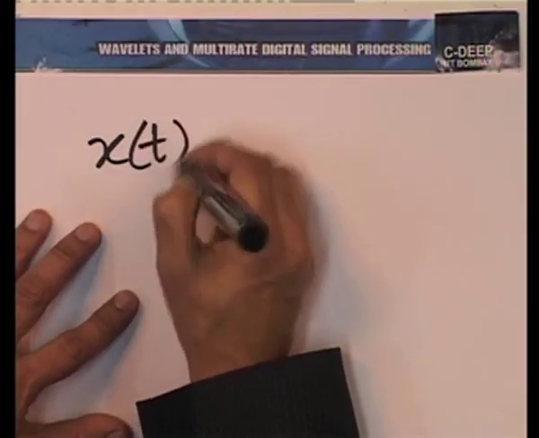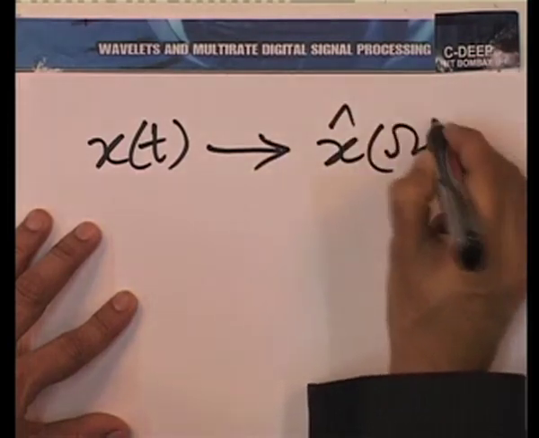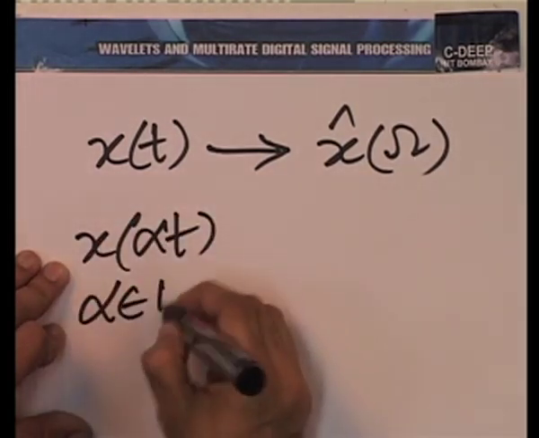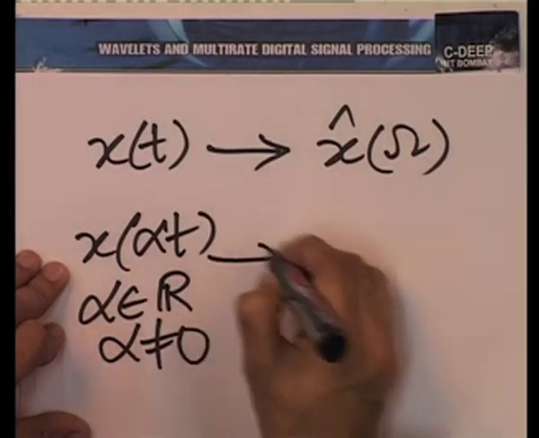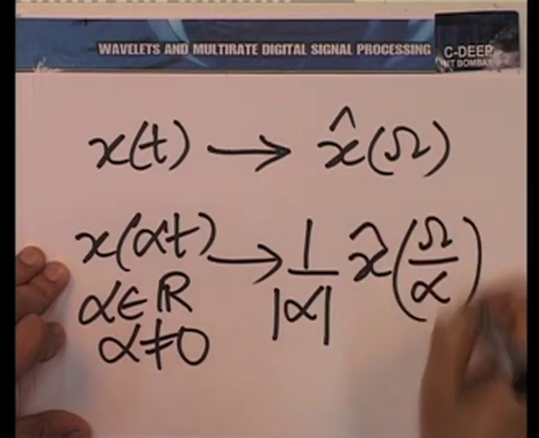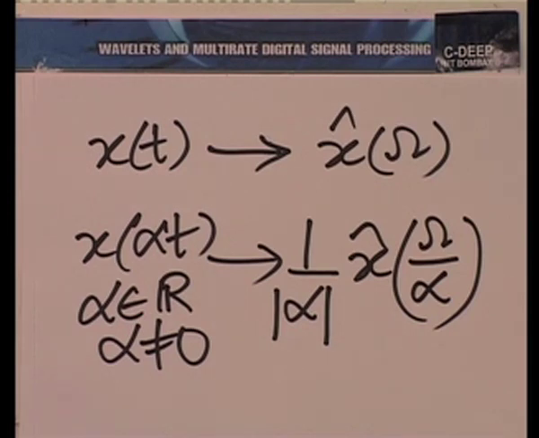So, what we are saying is, if x t has the Fourier transform x cap omega, then x of alpha t with alpha a real number, alpha not equal to 0, has the Fourier transform 1 by mod alpha x cap omega by alpha. Here it is alpha, here it is mod alpha. So, in fact, it is adequate for us to see what happens to one of them, the time or the frequency domain, and the other one can be interpreted. Let us take the time domain for simplicity.